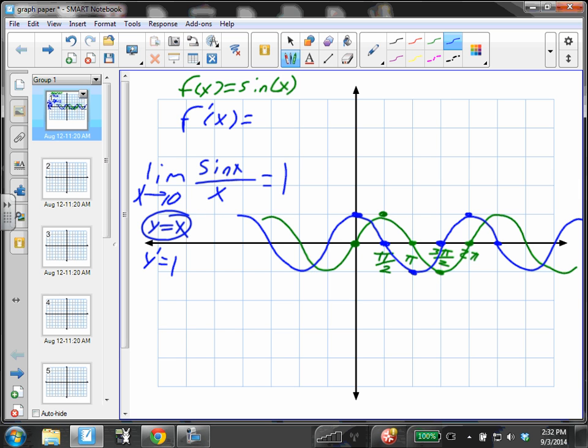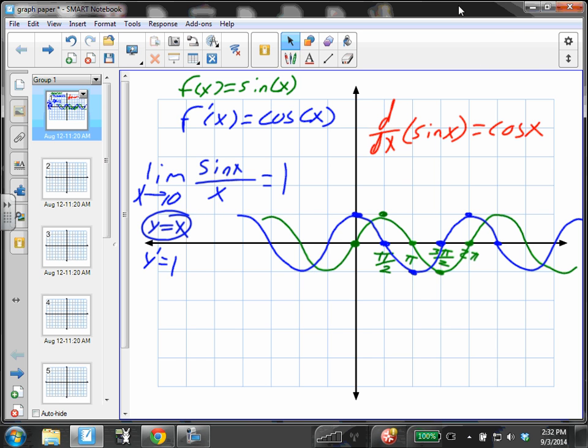But does anyone recognize that blue graph? That is exactly right. That's the graph of cosine. So it turns out that the derivative of sine is cosine. Okay? So that's an important concept. You need to put that in your notes. Right, here's the big idea that we're going for. The derivative of sine is cosine.